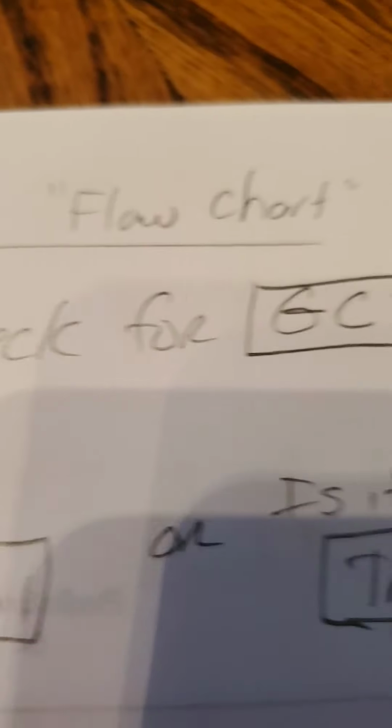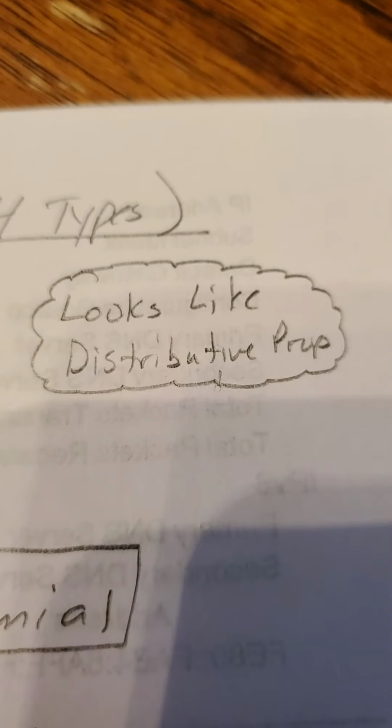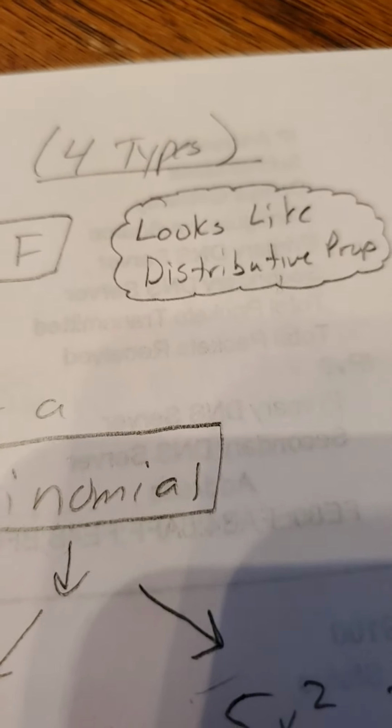Okay, first, the thought flow chart. 4 different types of factoring. I call it level 1. Always look for a GCF first. A GCF means your answer will look like the distributive property.